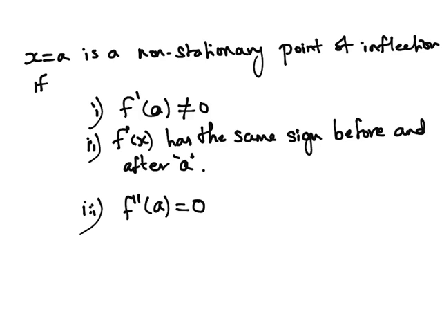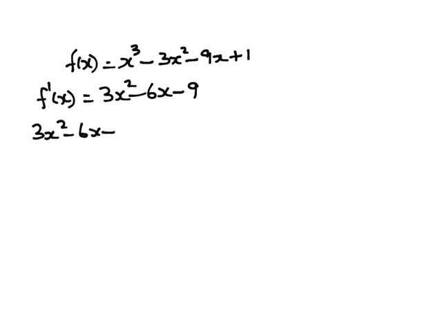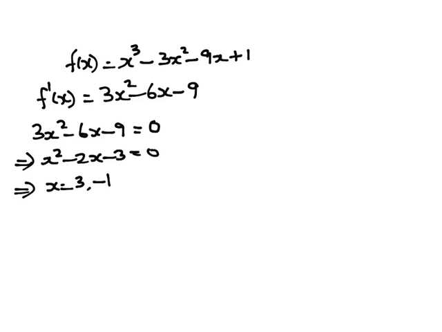I'm going to show you how to find a non-stationary point of inflection. Okay, let us consider this problem. So let me find f dash of x. So f dash of x is 3x squared minus 6x minus 9. Let me find the stationary points. So 3x squared minus 6x minus 9 equal to 0. This will give me x squared minus 2x minus 3 equal to 0. If I solve it, I'll get x equal to 3 or minus 1. Okay. Now there are two stationary points.